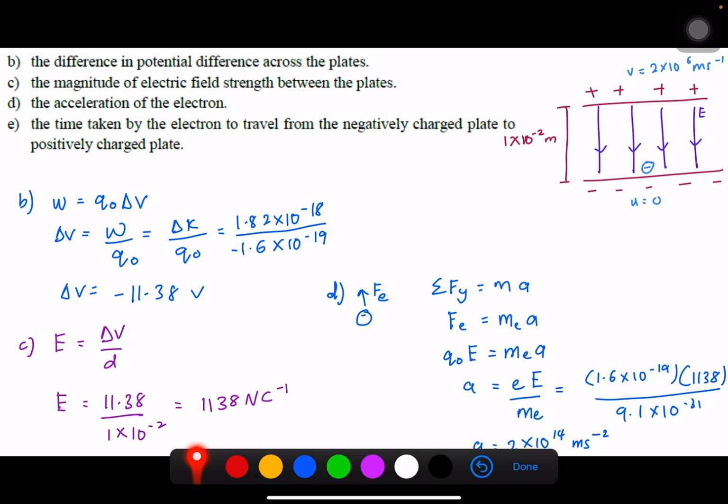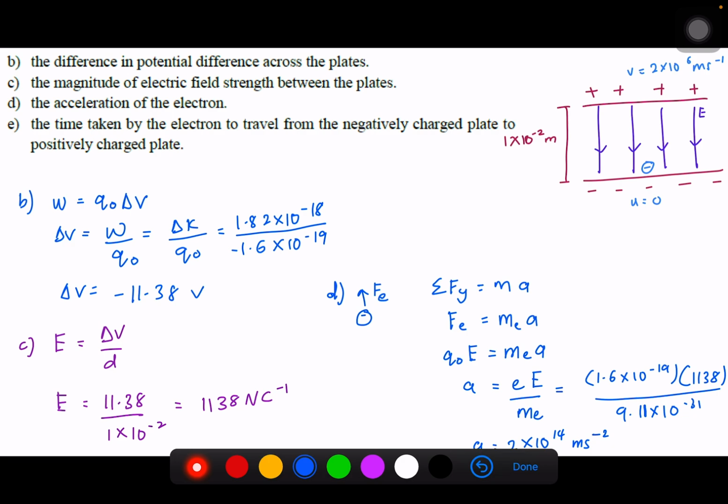Fe, if you look at the definition of electric field E, which is equal to F over q naught, so F is equal to q naught E, this one. And then I can rearrange a to be q naught E over m_e. This one is actually q naught, because we are talking about charge. So that one is 1.6 times 10 to the negative 19, the charge of the electron, sorry. E is 1138, and then m_e is 9.1 times 10 to the negative 31. The E value you got from question C. The mass of the electron, again, that one is just a constant, 9.11. Okay. And then a is equal to 2 times 10 to the power of 14.